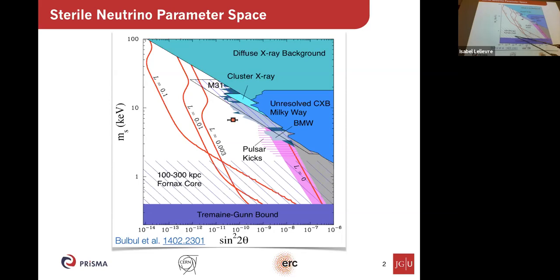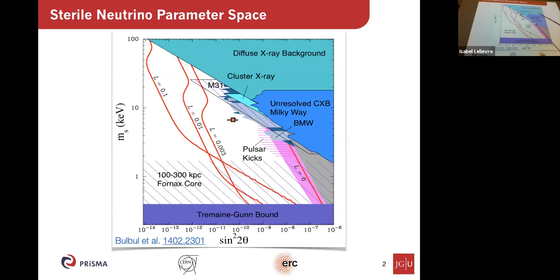Here, 100 to 300 kiloparsec Fornax core. Fornax is, I think, one of the dwarf galaxies that accompany the Milky Way. And the structure of the core of that galaxy at that time was better fit if one had warm dark matter than with cold dark matter. But this is very much in flux, so I wouldn't trust this anymore without seeing confirmation from a newer paper.